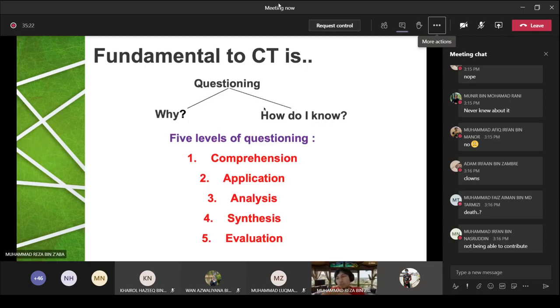So these five things are what we call the levels, when we want to prepare a question for the final exam. The questions need to be related to any of these five levels. Comprehension is the basic level. Undergraduate students and postgraduate students have different expected levels of questions that we need to prepare. For example, for postgraduate study, the questions may involve the level of synthesizing information and also evaluating something.